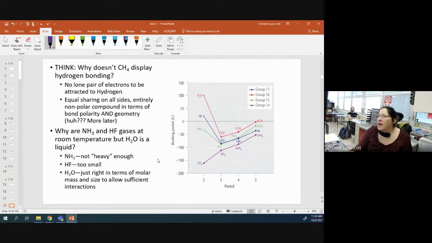And here's just kind of a graphical representation of what we just talked about. You can see here as we move down and up, you would expect this to be down here somewhere. You would expect this guy and this guy to be down here, like this is trending. And yet it's not, and that is due to the hydrogen bonding.